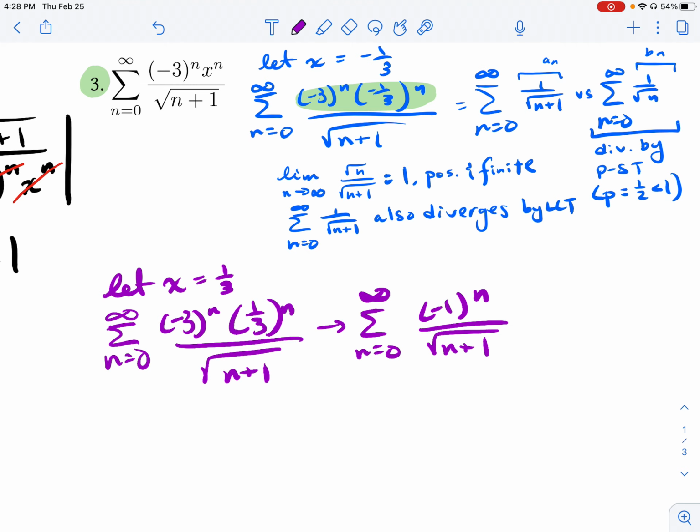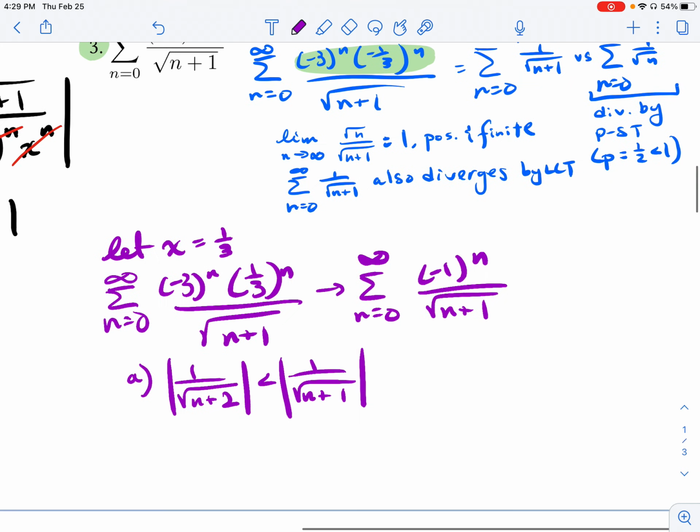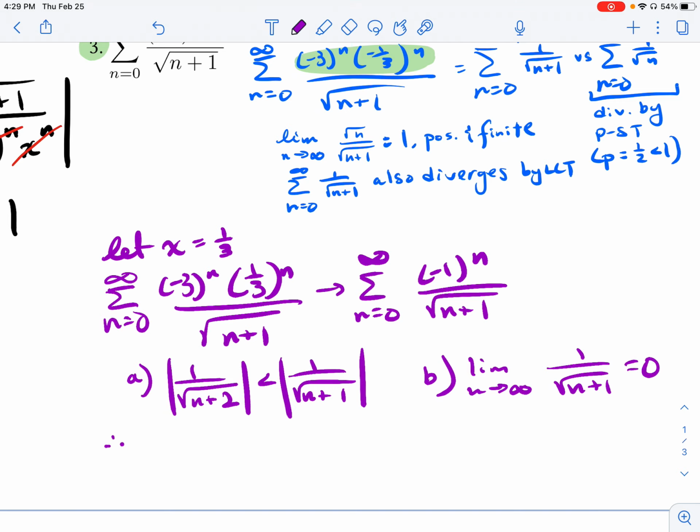What's really nice about this alternating series is it's pretty easy to show its convergence. We can say that A, the absolute value of a sub n plus 1 is going to be less than a sub n, so our terms are getting smaller in absolute value. And then also B, that the limit of a sub n, 1 over root n plus 1, is equal to 0. Therefore, this series here that we have, root n plus 1, converges by the alternating series test.